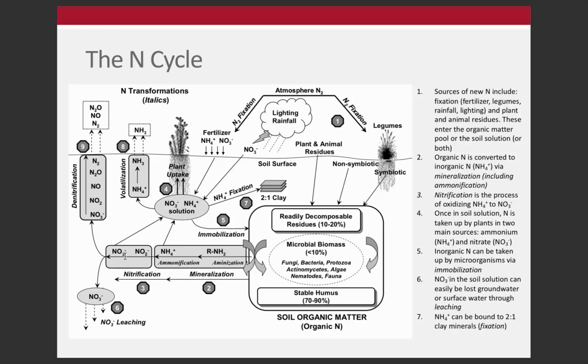You can see this nitrite NO2 minus step that happens as well. And there are different organisms involved with that enzymatically. So here we are to 4. Okay, 4 is nitrate and ammonium in solution. Once those two forms of nitrogen are in solution, then there are a lot of possible fates for that, okay?